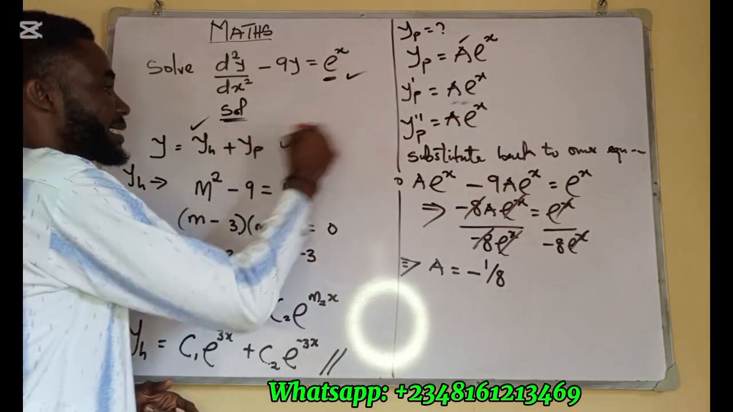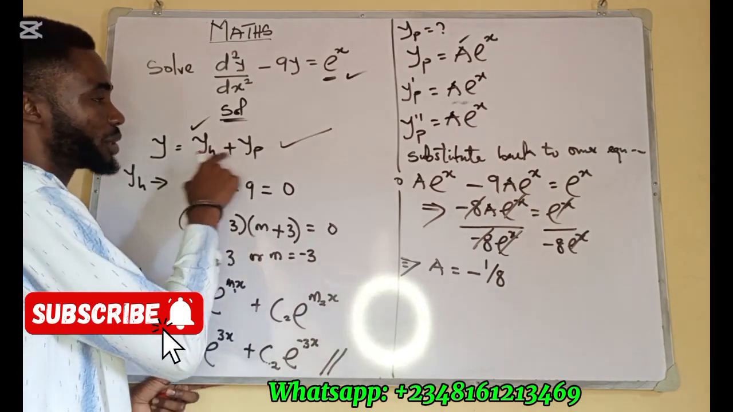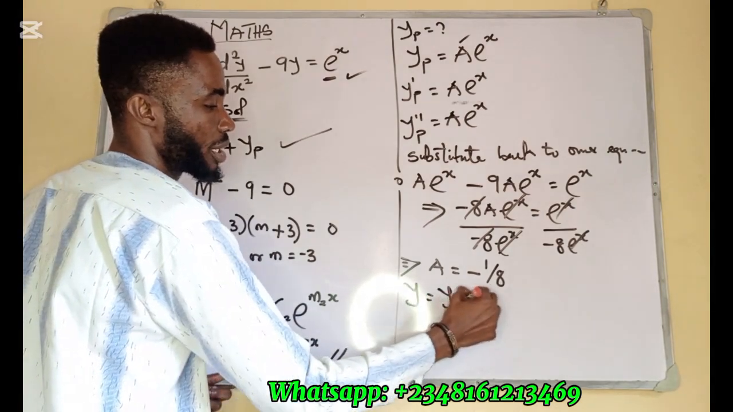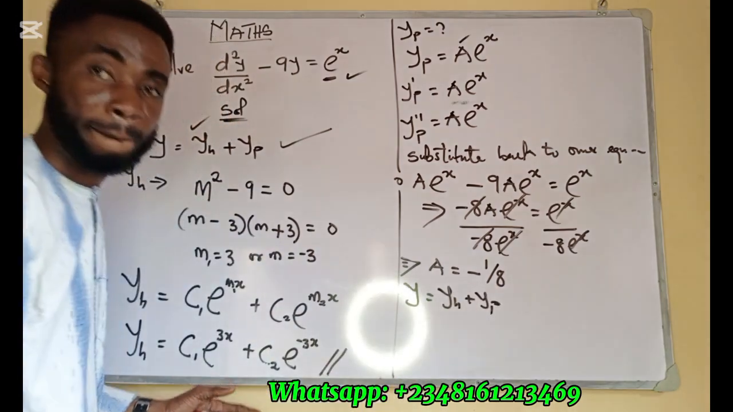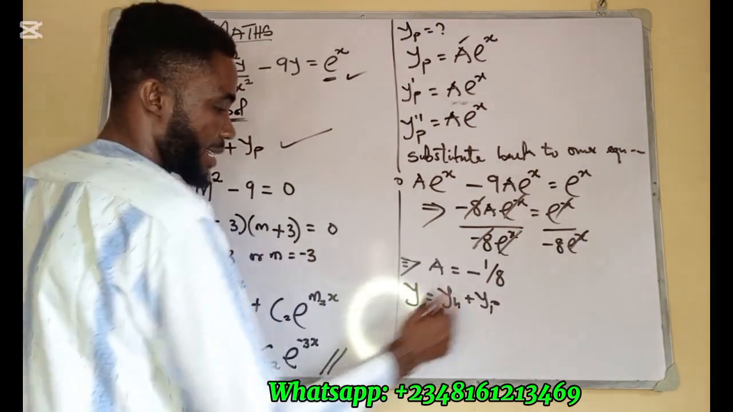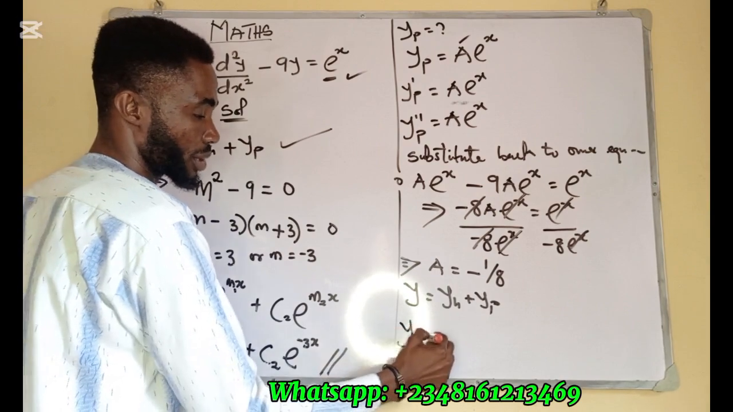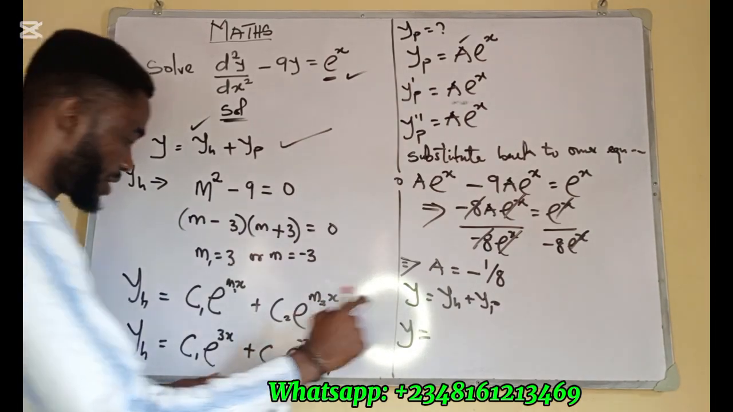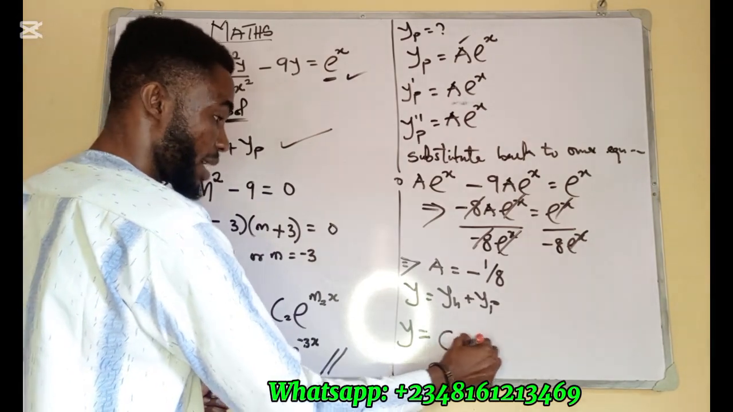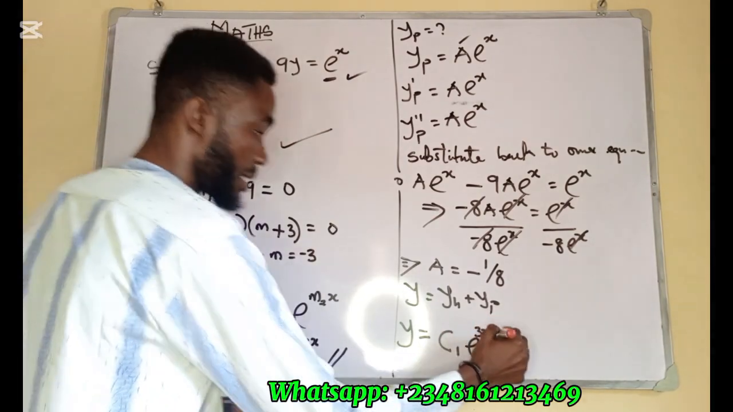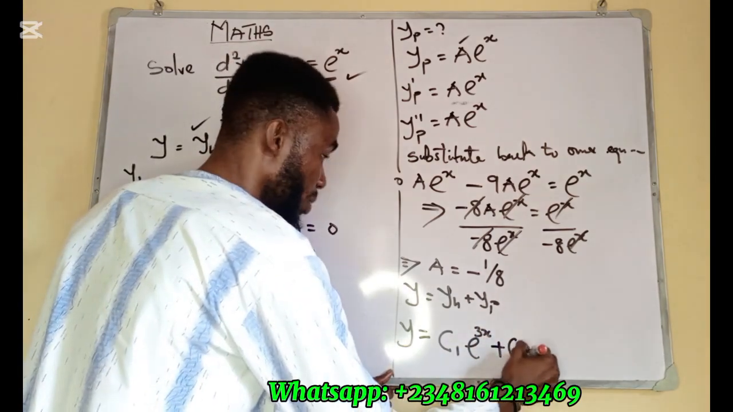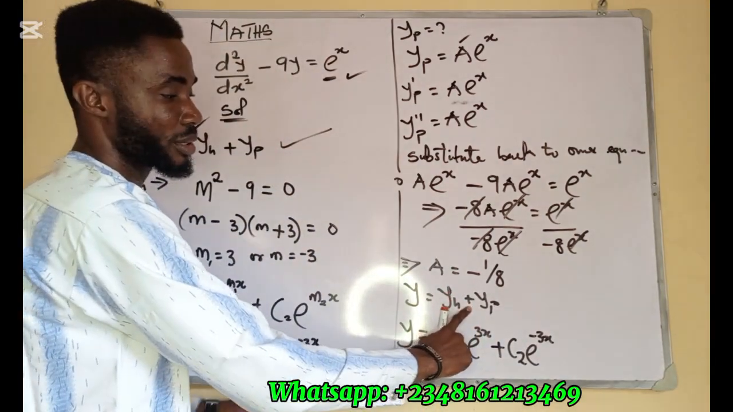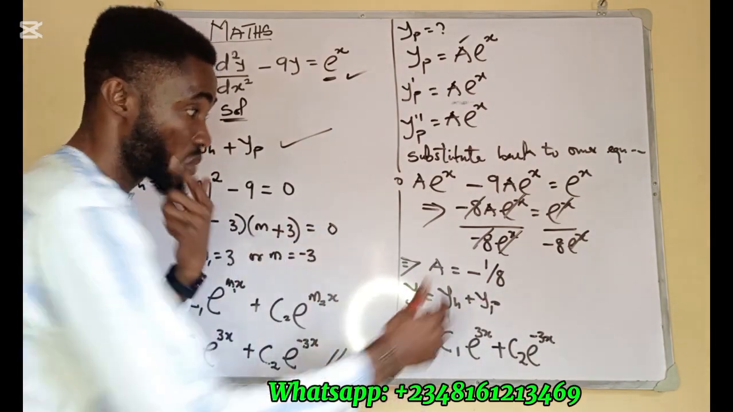And the complete solution is this, that y is equal to y homogeneous plus y particular. Are we together? So to get my final answer, y will now be equal to, what is my y homogeneous? This is my y homogeneous, which is C1 exponential 3x, then plus C2 exponential minus 3x. Then I'm going to add here plus the y particular. That is the particular part of the solution, which we just got.